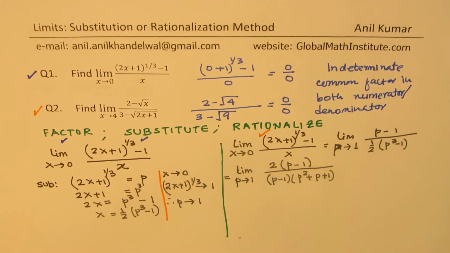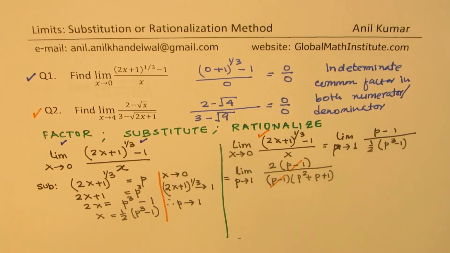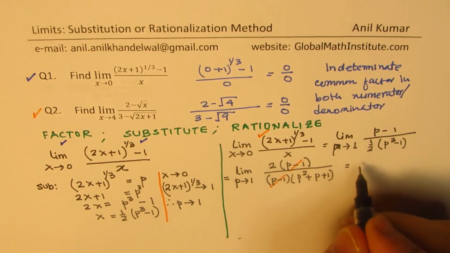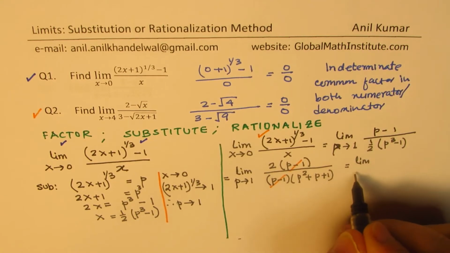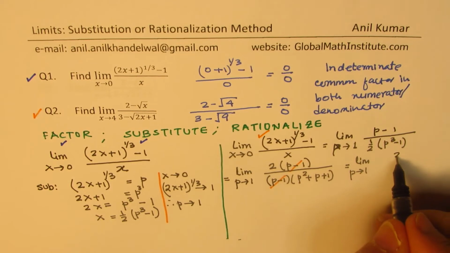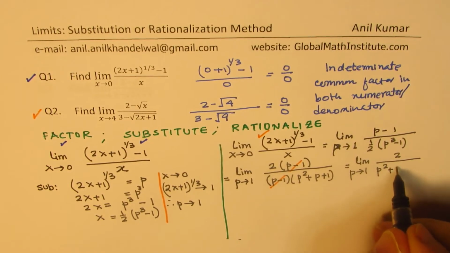Now clearly p minus 1 and p minus 1 cancel, and therefore you are left with the limit as p approaches 1 of 2 over p square plus p plus 1.